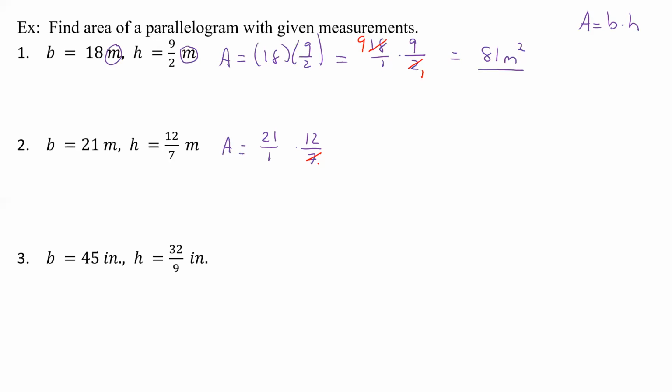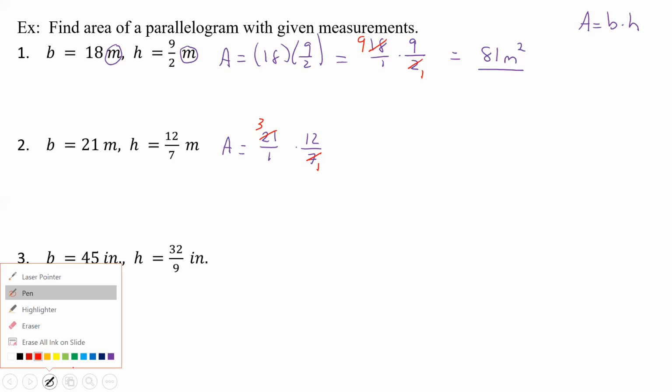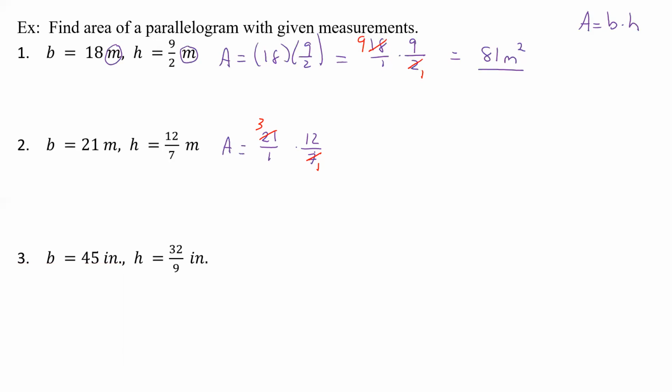Now 7 will go in here once. It'll go in here 3 times. Now the denominator is just going to be 1, so all we have to do is take 3 times 12.